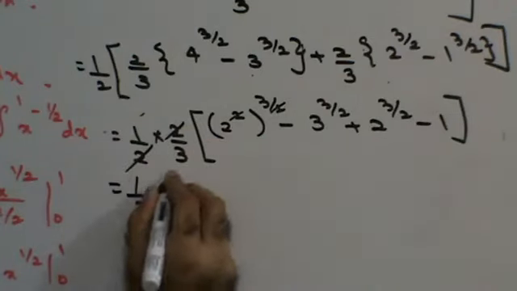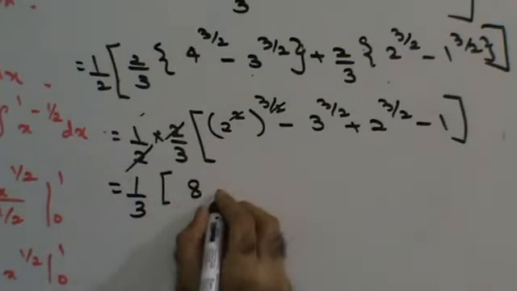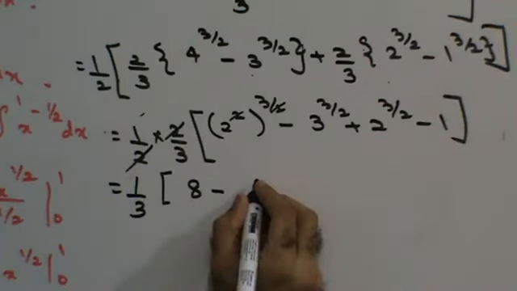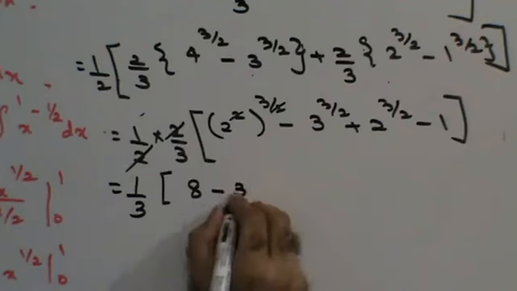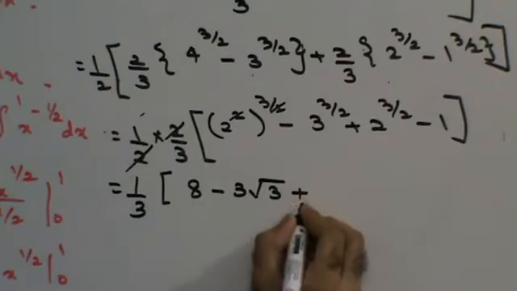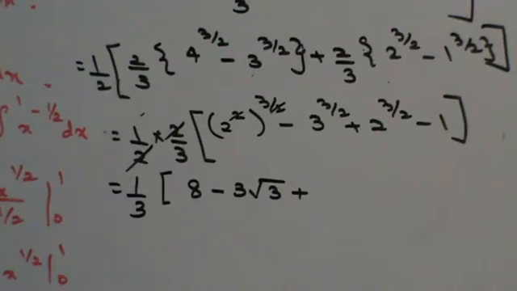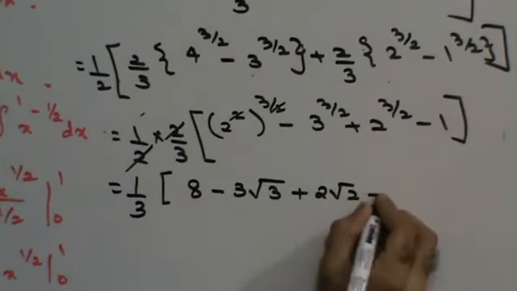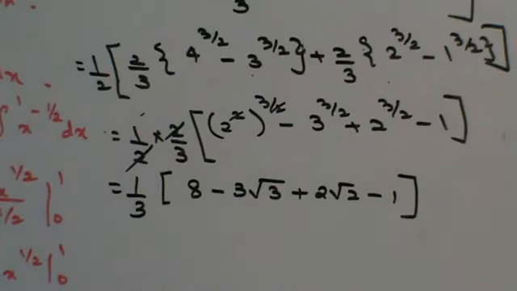This is 1 by 3, 2 cube 8 minus 3 cube 27. Root of 27 is nothing but 3 root 3, plus 2 cube is 8. Root of 8 is 2 root 2 minus 1. That will be your answer. Fine, we get this thing here.